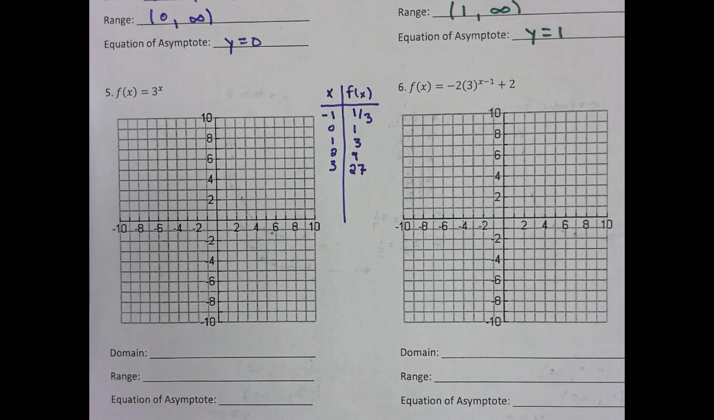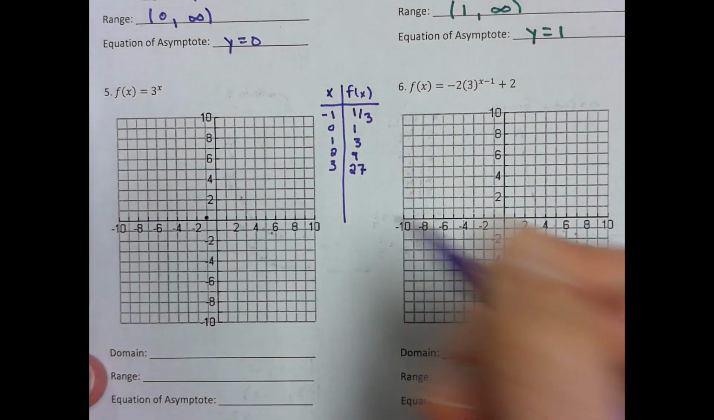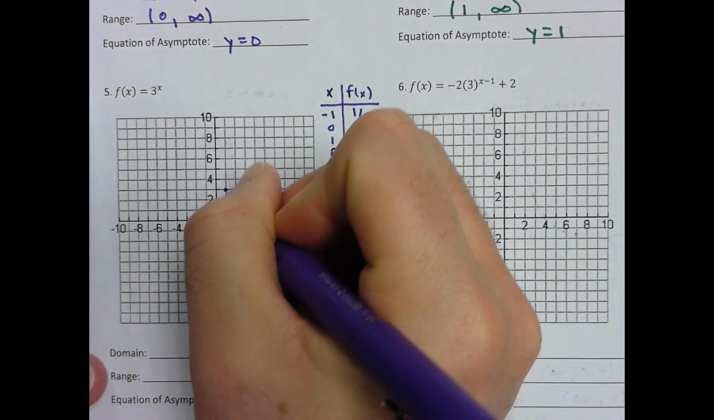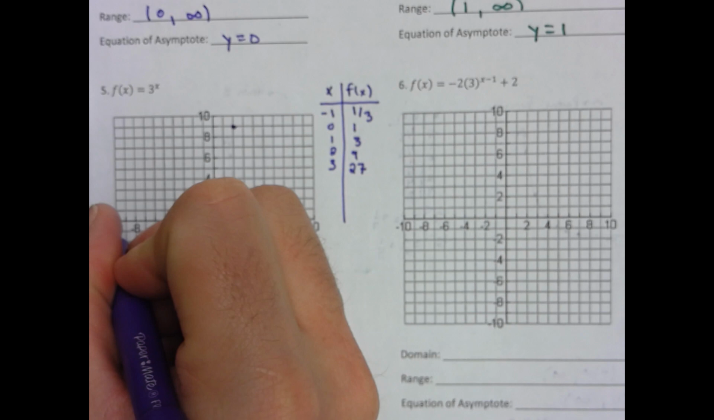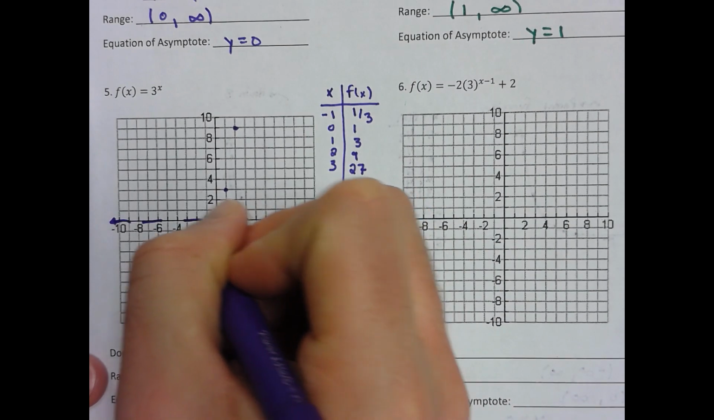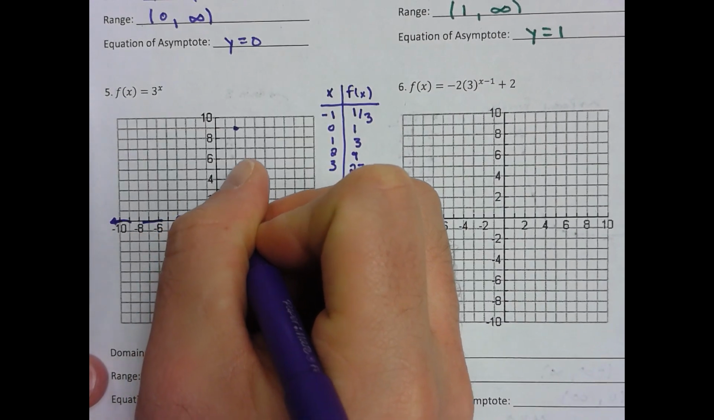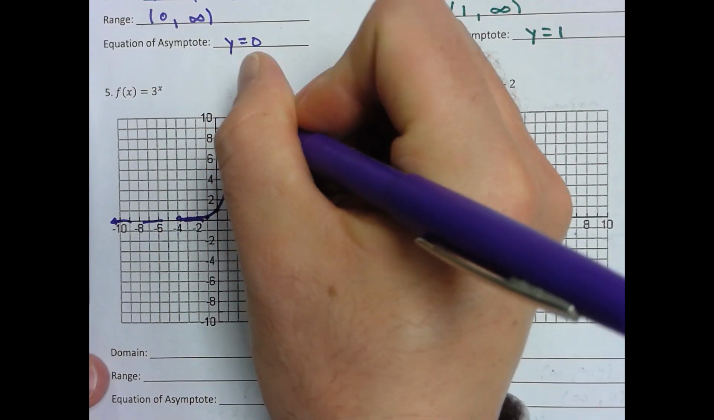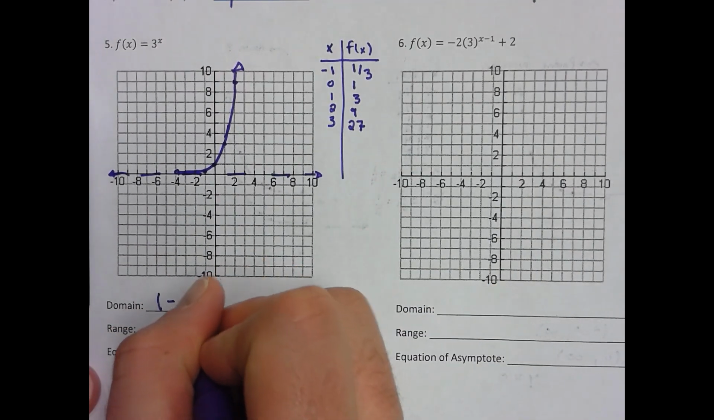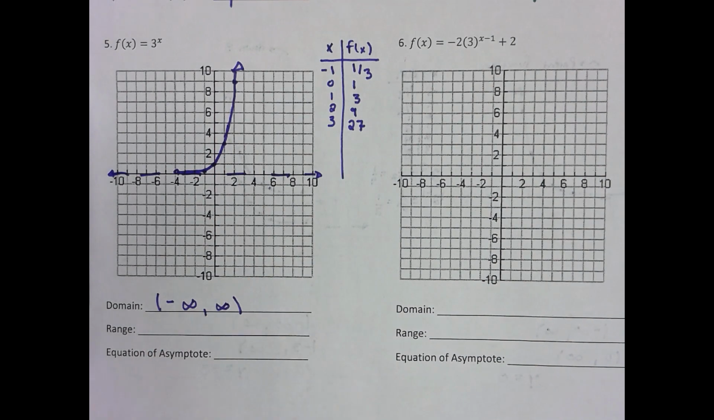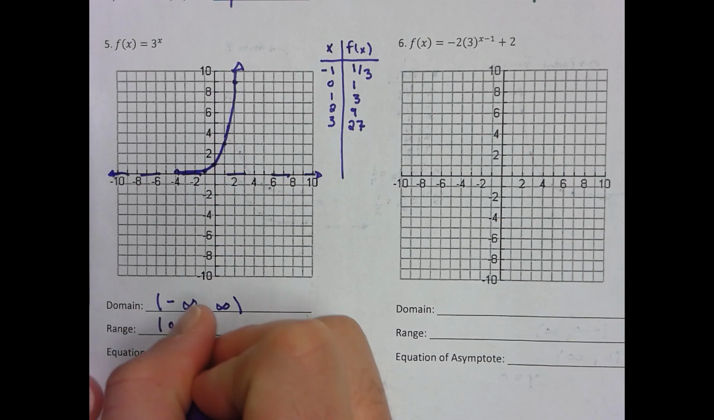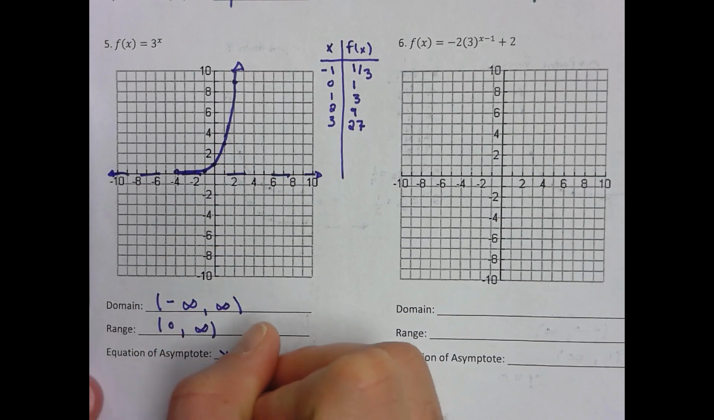So I'm going to plot these. Negative 1 and 1/3. 0, 1. 1, 3. And 2, 9. Add in the asymptote as well. And our domain for all exponentials is negative to positive infinity. That won't change. The range is 0 to infinity. And the asymptote is at y equals 0.